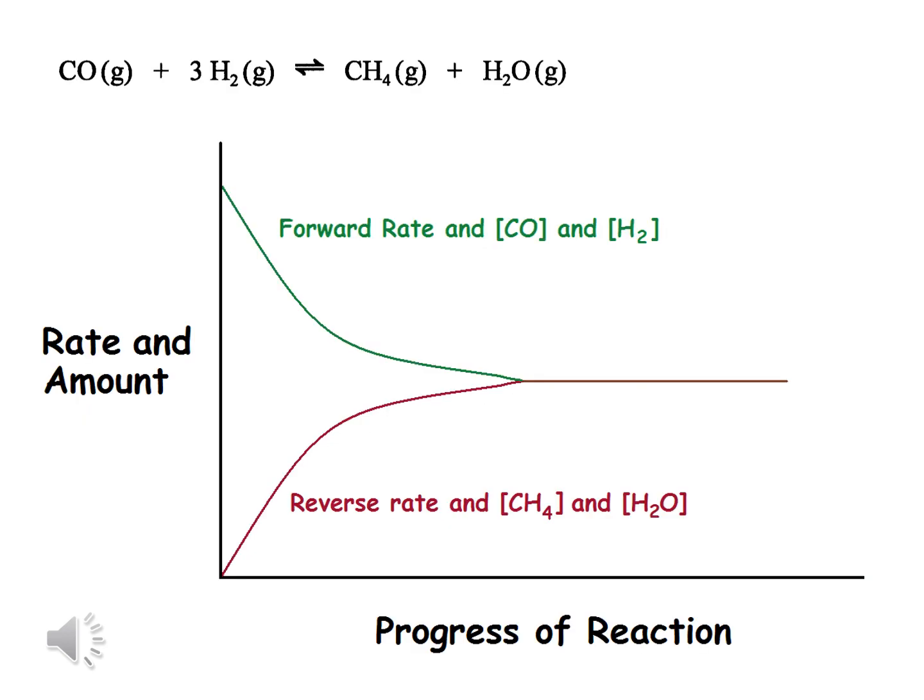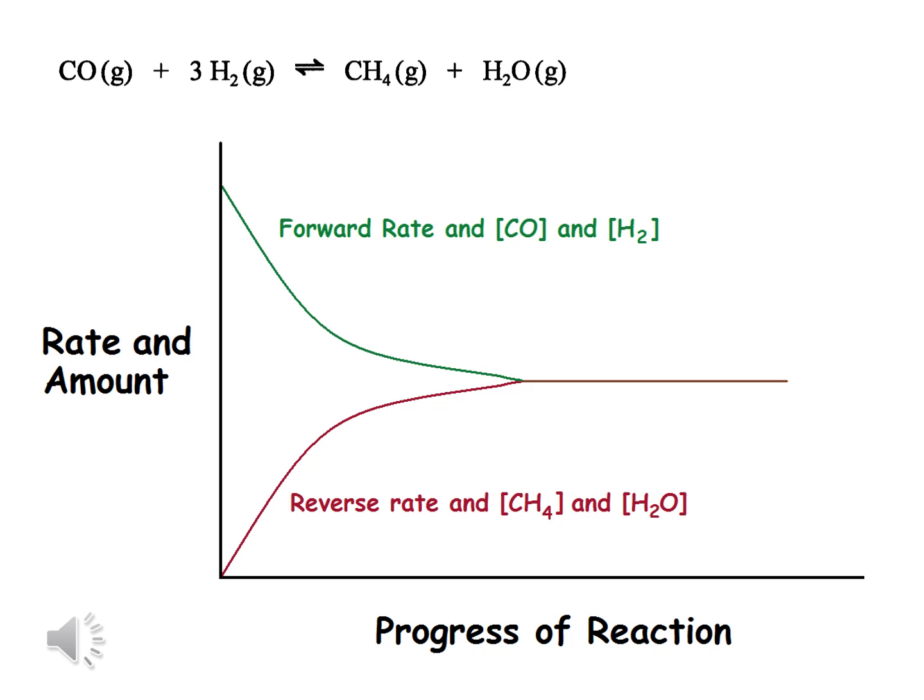At the very beginning of the reaction, when there aren't any products yet, the rate of the reverse reaction would be 0 because there's nothing there to react. But as the reaction starts, the amounts of the reactants go down and the amounts of the products start to go up. As the reactants go down, their rate decreases in the forward direction, and as the products build up, the rate increases in the reverse direction, and eventually the forward rate equals the reverse rate.